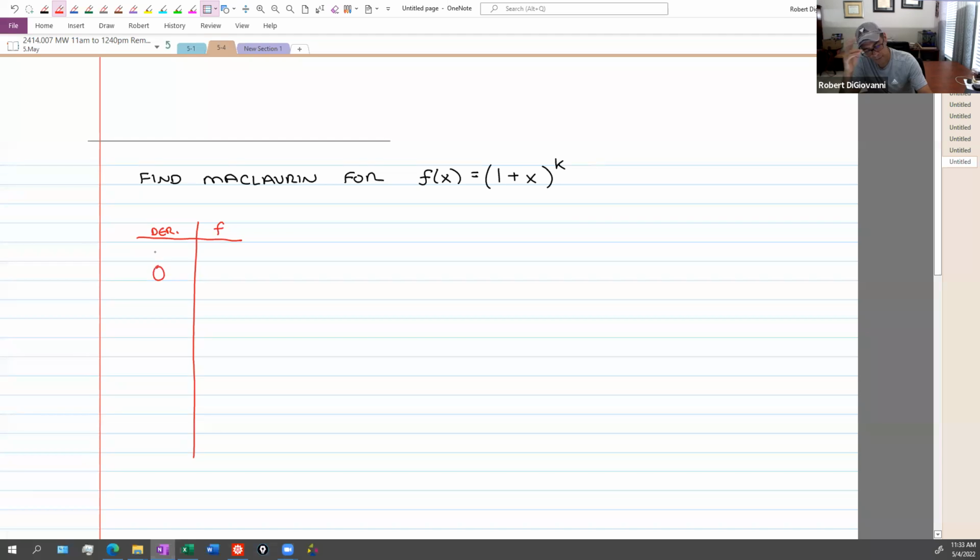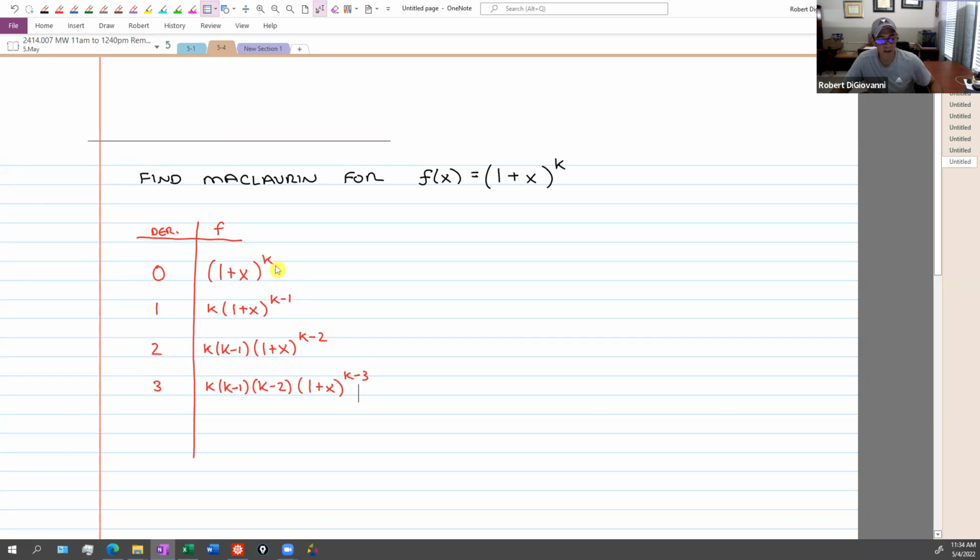So if I don't take the derivative, I'm going to just have 1 plus x to the k, right? If I take the first derivative, I use power rule. K comes down, 1 plus x to the k minus 1 times the derivative of what's inside. The derivative of what's inside is 1. So that's all I get for the first derivative. Second derivative, this k minus 1 comes down and joins the k. So I'm going to have k times k minus 1, 1 plus x. Now I subtract 1 again, so k minus 2. And then I take the third derivative, k minus 1. Now the k minus 2 comes down, and then I have 1 plus x to the k minus 3.